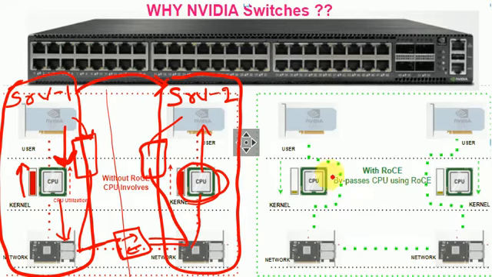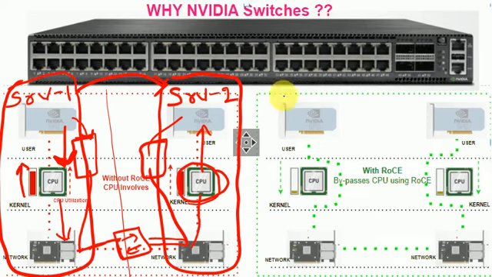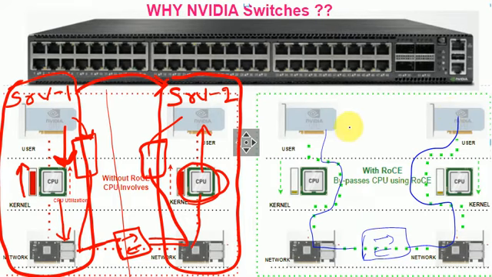If you see here on the right hand side, let me change my pen color. Whatever packet is coming, it is not involving the CPU, it is directly bypassing the CPU and going to the NIC. Similarly, here we will be having a network switch, and this switch passes this packet to the NIC, and the NIC bypasses the CPU and directly passes to the application layer. So with RoCE, it bypasses the CPU.